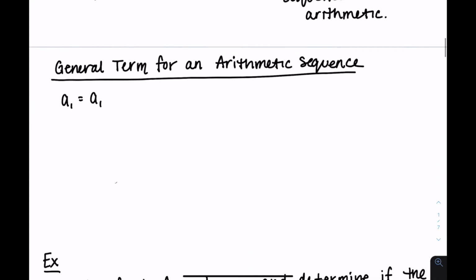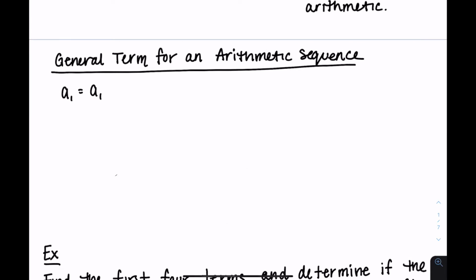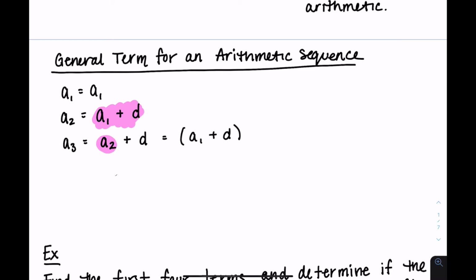So let's actually come up with a pattern for that general term. This way, if I want the millionth term, I do not need to find everything before it. I'm going to start with my first term that has to be given, A1. My second term is my previous term plus that common difference. My third term is the previous term, which is A2, plus the common difference. But A2, I can write in terms of A1. So this is equal to A1 plus d plus this other value of d.